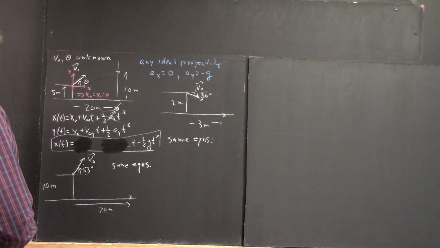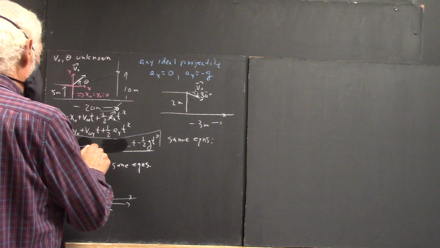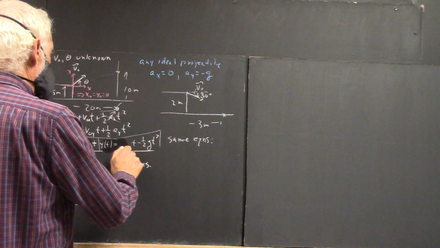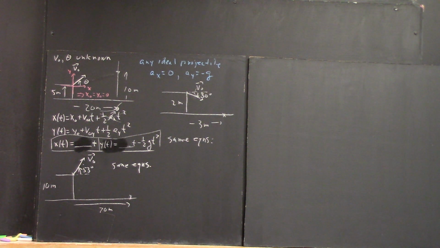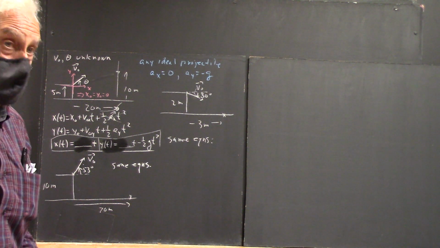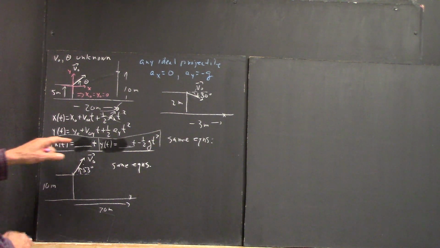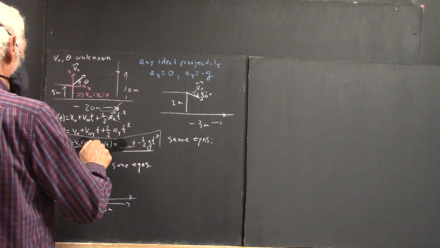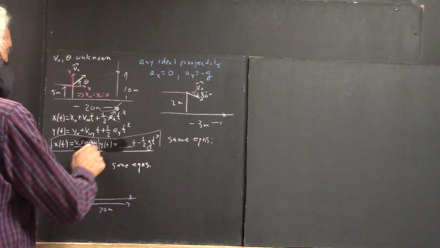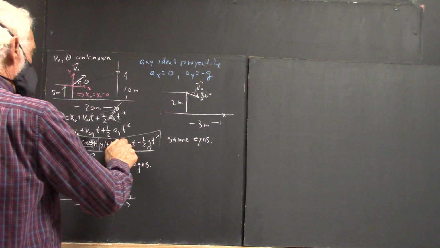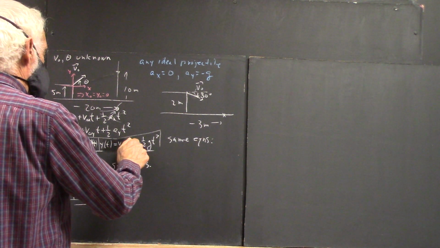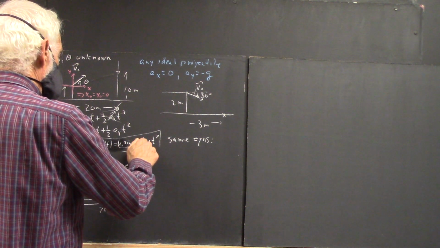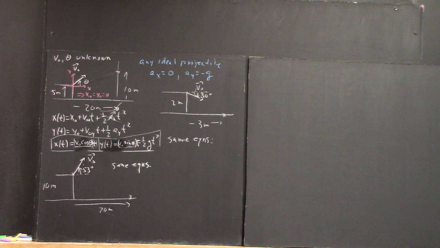Okay, so x of t is going to be what times t? y of t equals what times t? It should be obvious if you understand vectors that here you're going to get v naught cosine theta times t, and here it's going to be v naught sine theta times t. Didn't leave myself enough room again.